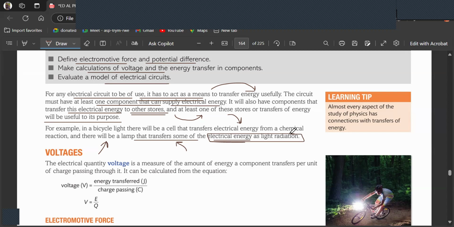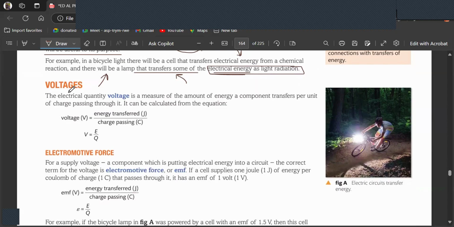What if there's a speaker attached? A speaker would convert electrical energy to sound energy. What if there's a heater attached? Electrical energy would be converted to heat, thermal energy. So, what is voltage? Voltage is a quantity, the amount of energy that a component transfers per unit charge.